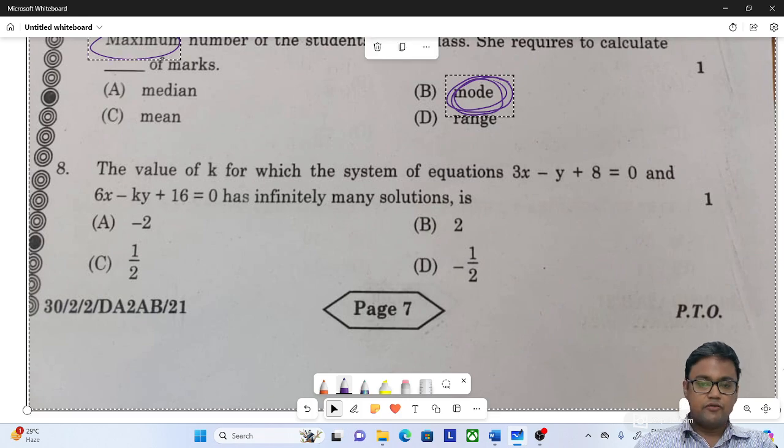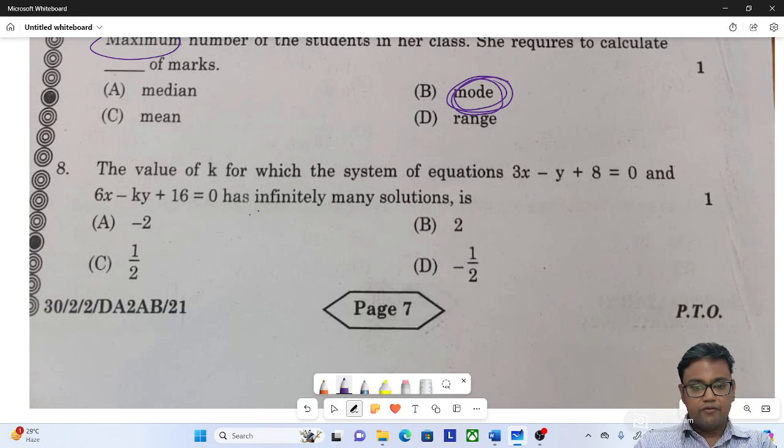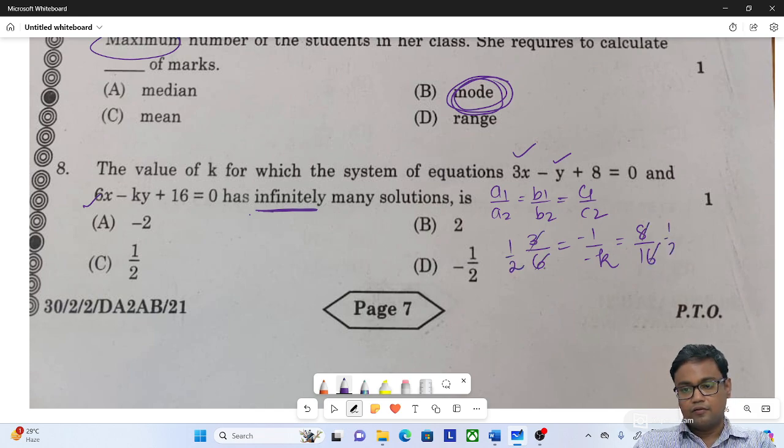The value of k which we wish to find when the two equations in the system have infinitely many solutions, that is a1 upon a2 is equals to b1 upon b2 is equals to c1 upon c2. Here A1 is 3, here you can see 3, a1 upon a2. So 3 upon 6 equals to minus 1 upon minus k equals to 8 upon 16. That is, if you cancel these out, you will get 1 by k is equals to 1 by 2, and finally you are going to get k equals to 2. So B is the right option.